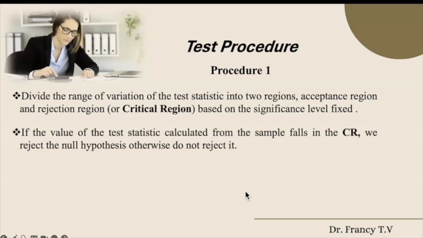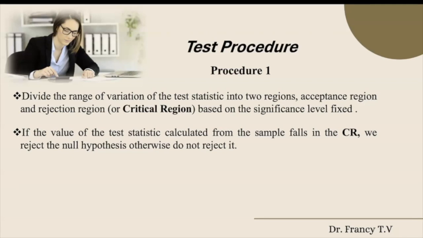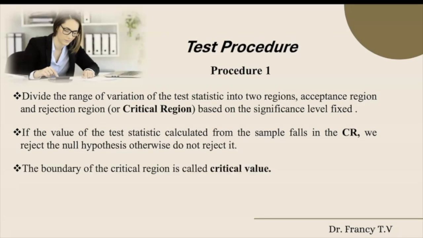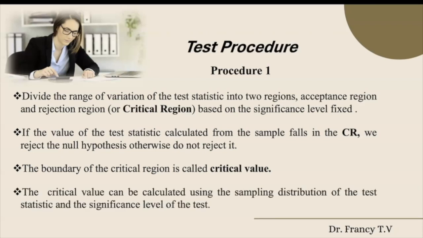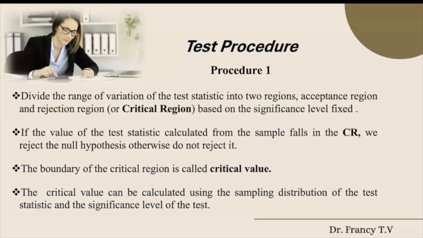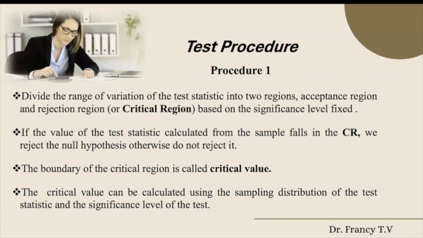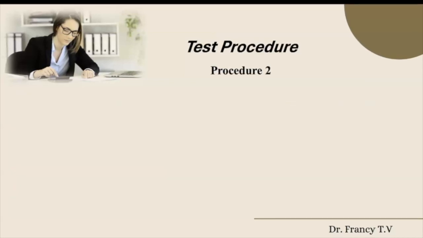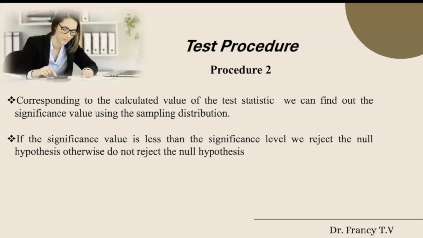If the value of the test statistic calculated from the sample falls in critical region, we reject the null hypothesis, otherwise we do not reject it. The boundary of the critical region is called critical value. The critical value can be calculated using the sampling distribution of the test statistic and the significance level of the test. Procedure 2 is a little more simple.